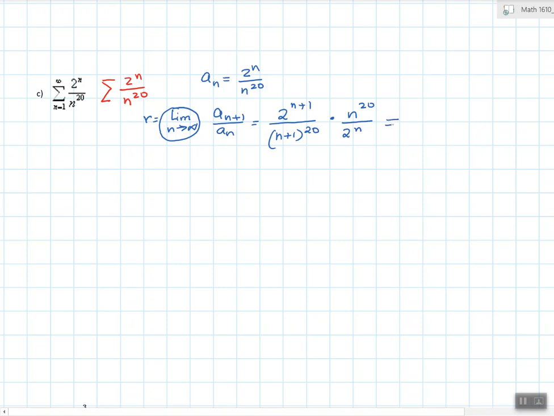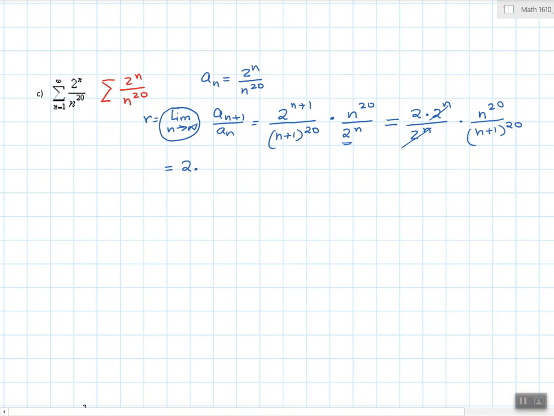Okay, algebra time. So first is easy. I have 2 times 2 raised to the power n. Then below this I'll write 2 raised to the power n. I'm just bringing this term below here, and then I'm left with n raised to the power 20 over n plus 1 raised to the power 20. So everybody can easily see that these two guys cancel, and I'm left with 2 times.